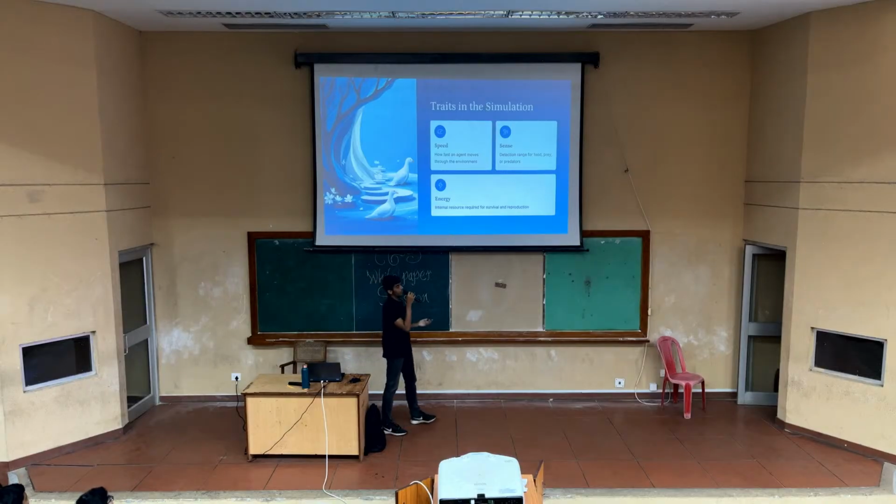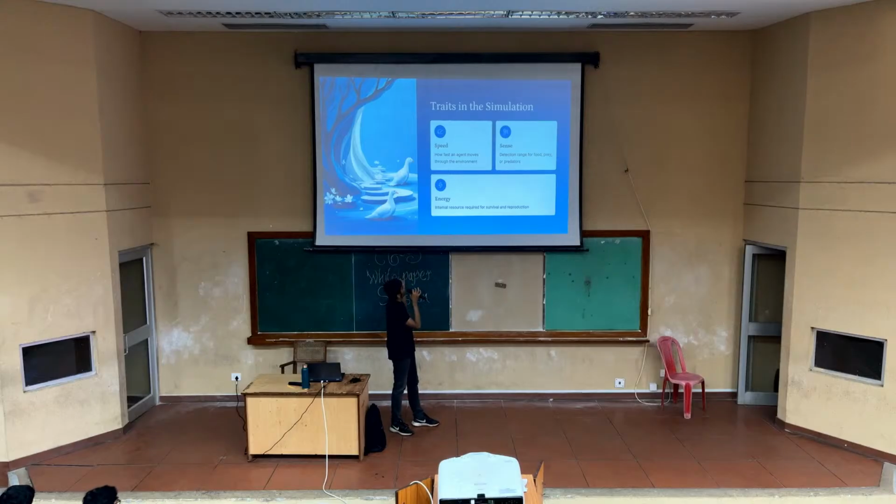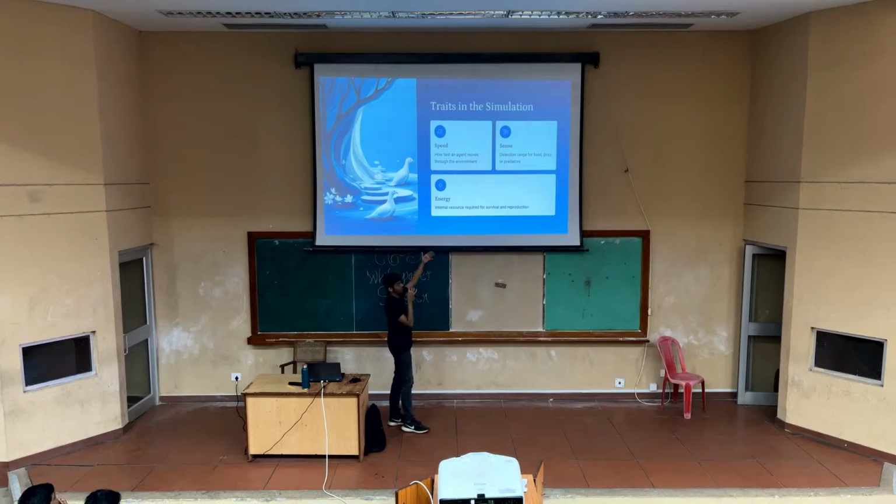So, what are the traits in the current simulation? One is speed, which is basically how fast the agent can move. The faster the agent moves, the better, but it also has a cost, since moving faster also consumes more energy. Similarly, sense is the radius, or the area a particular agent can cover, to check for food, prey, and predators. And finally, energy, which is the resource needed for survival and reproduction.